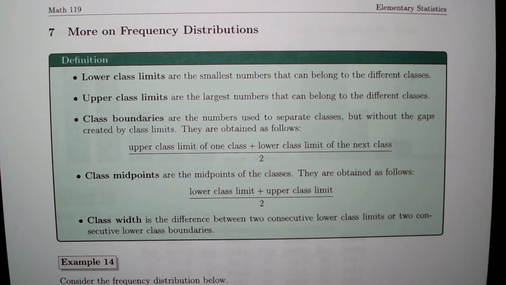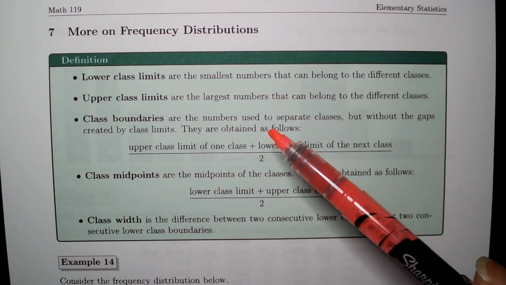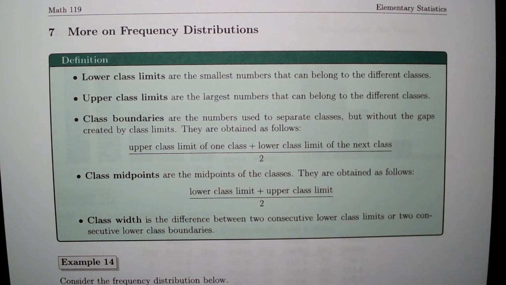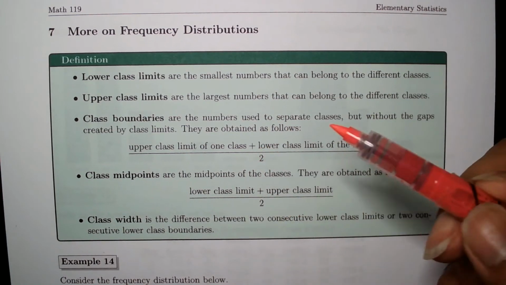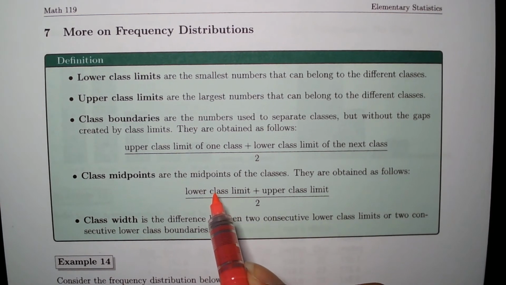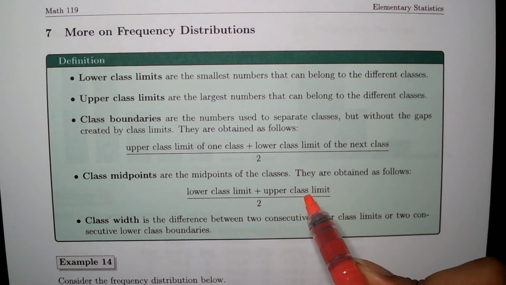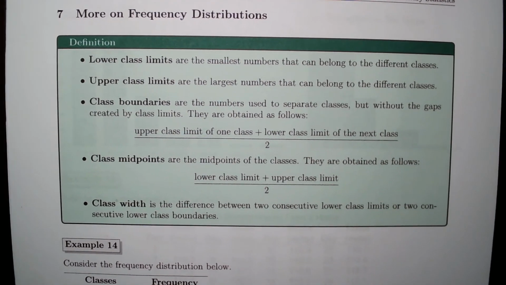And this is how we obtain those classes. The formula looks big because of the text, but all we do is add the upper class limit of one class plus the lower limit of the following class. Whatever you obtain, divide that by 2. Class midpoints are the midpoints of each class. They are obtained by adding the lower class limit plus the upper limit of a given class and then dividing by 2. And then the class width we already defined.